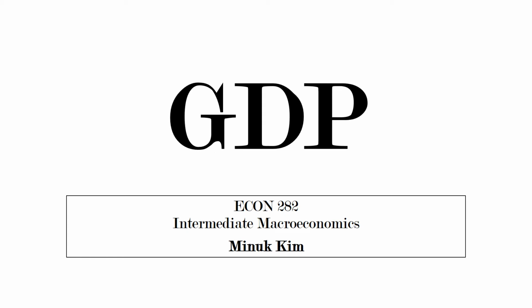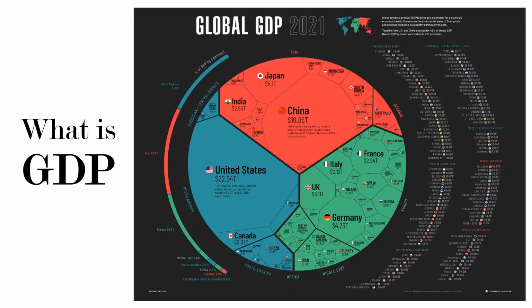Today in this presentation, I'm going to explain what GDP is and how it's calculated. What is GDP? It is the market value of all final goods and services produced in a country during a period of time, typically 1 year. And economists use GDP to measure total production of the country.